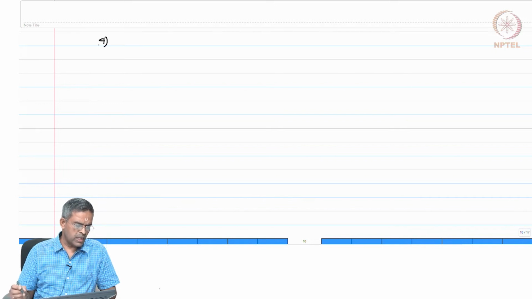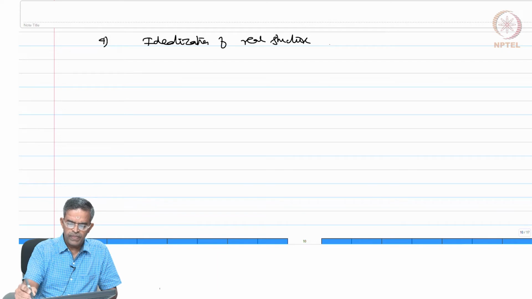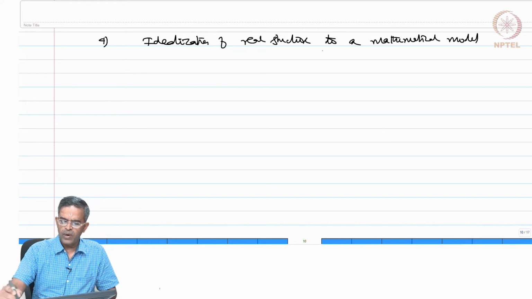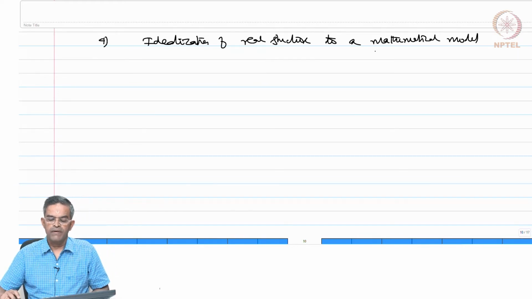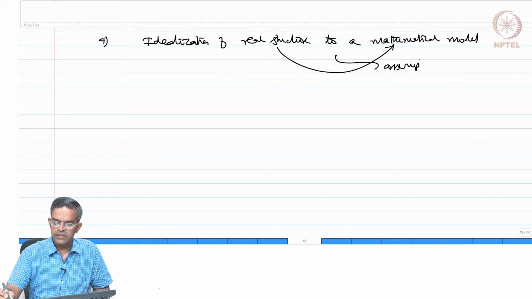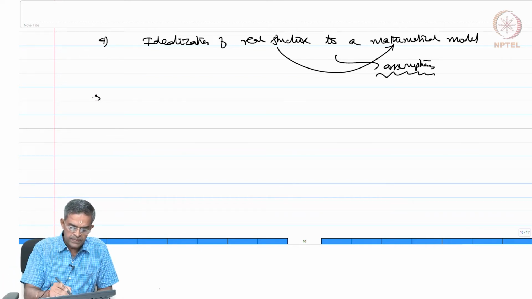The fourth source arises from the idealization process of a real structure to an equivalent mathematical model. So, while doing an idealization from real system to a mathematical system, we make certain assumptions. These assumptions can also be a source of uncertainty.